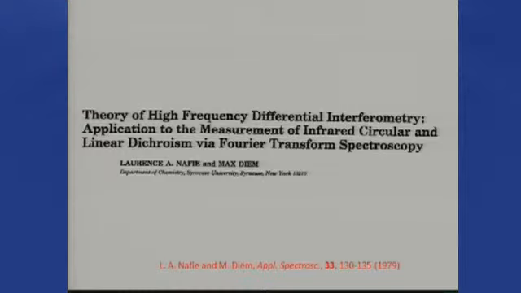I first really became aware of Larry's work when this paper was published in Applied Spectroscopy back in 1979. For anybody who really needs to know what's going on in VCD, this is the paper. There isn't a single spectrum in there, but it covers the whole field. And this was when a young Max Dean was postdocing in his group.